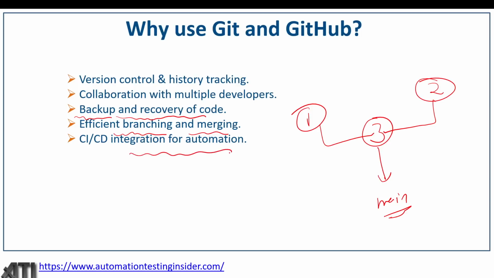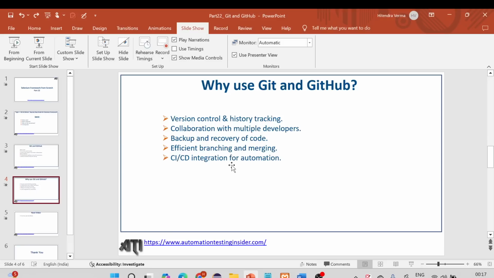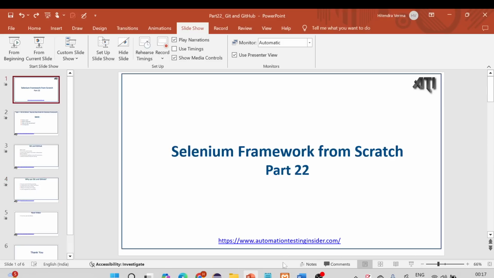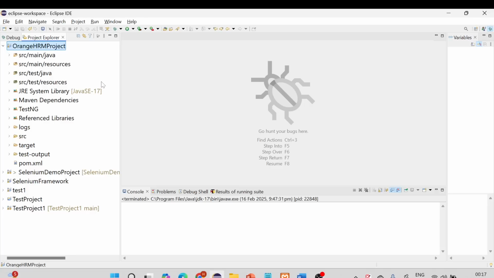So this is about Git and GitHub basics, guys. Now let me show you practically how to achieve it, right? And before that, I'll show you that I made some changes on our project as well, offline. So let me talk about it. What are the changes I made?